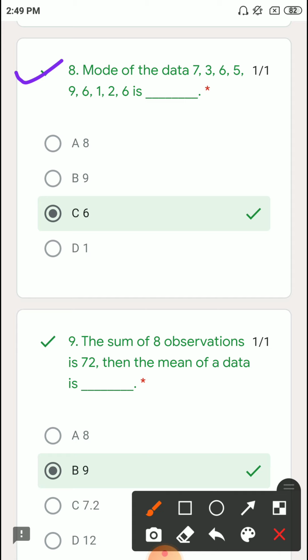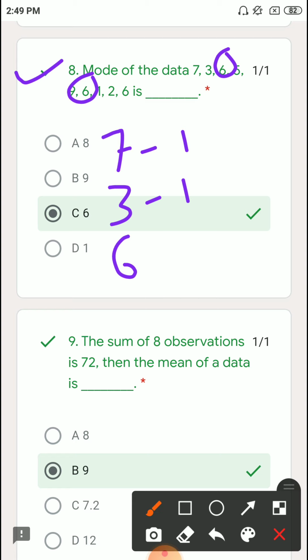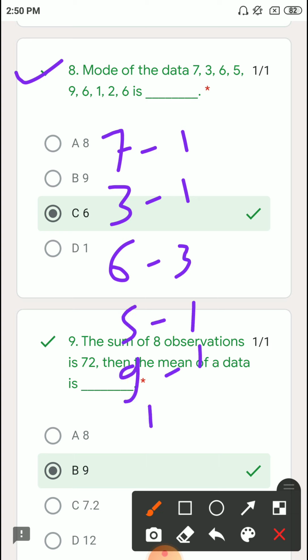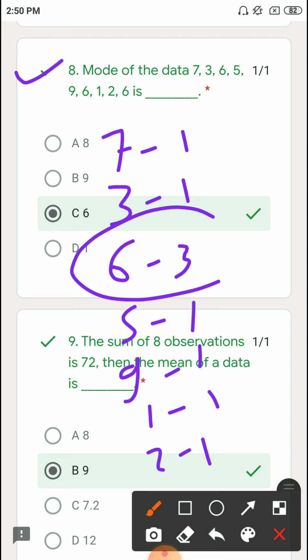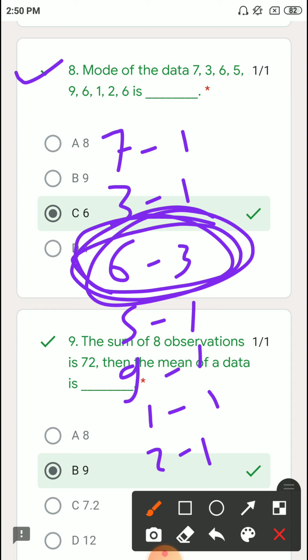So if we see here, 7 is only one time, right? If we think about the 3, only one time. If we think about the 6, here we have 6 a total of 3 times, right? After that, 5 is there only one time, 9 only one time, 1 only one time, 2 only one time. So the highest number of times, 6 is repeating here, because 6 is repeating 3 times. So this is our answer of mode, 6.